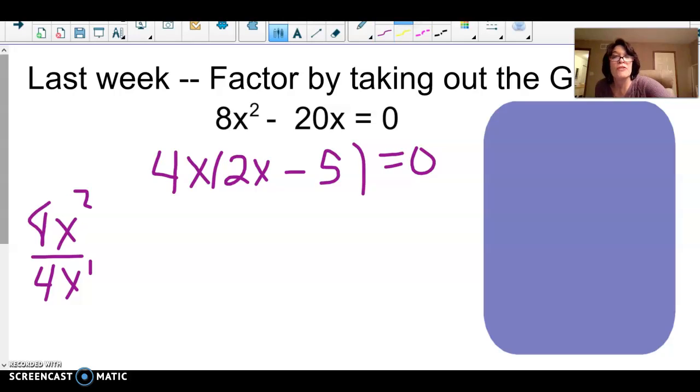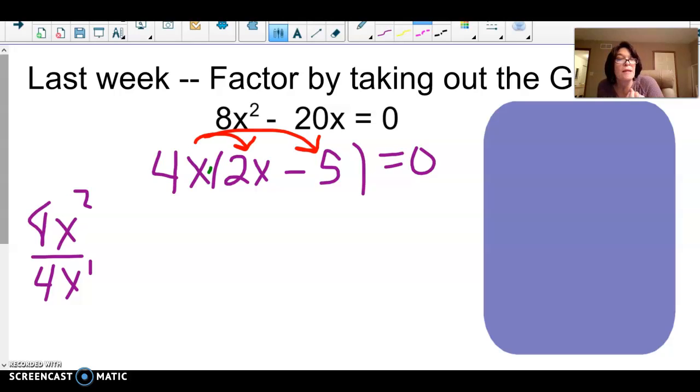Another way to make sure this is correct is if I distribute the 4x back through, I want to make sure I get 8x squared minus 20x, and I do. Now I have a product, 4x times 2x minus 5 equals 0. This only works because it's equal to 0, okay? We set our quadratic equation equal to 0. We factor it. Now I have two things that we're saying multiply together to get 0.